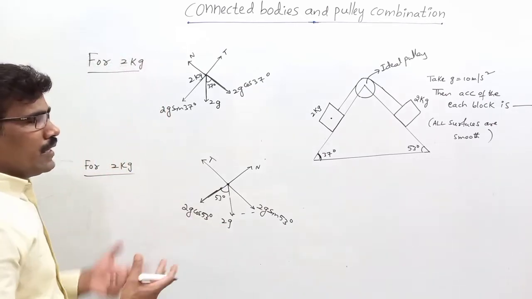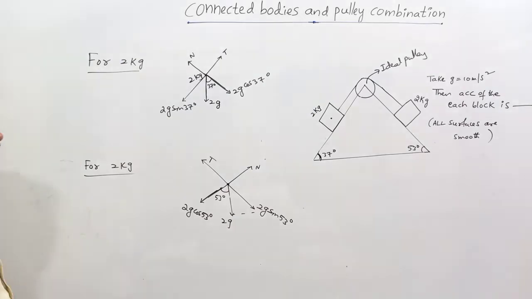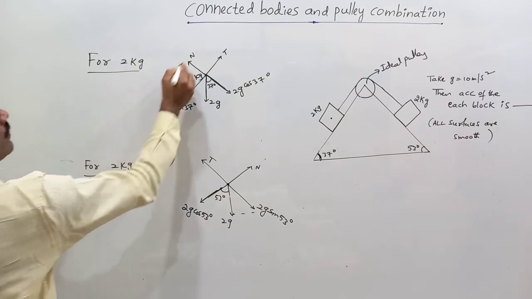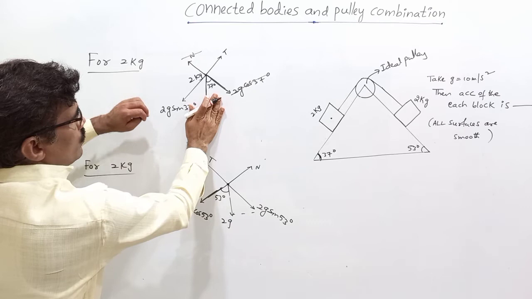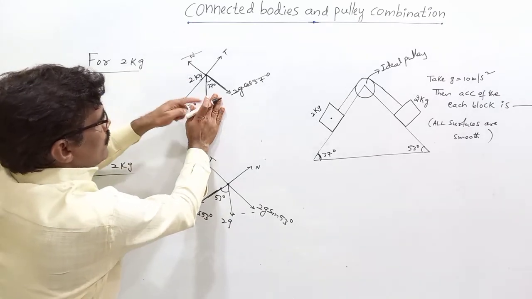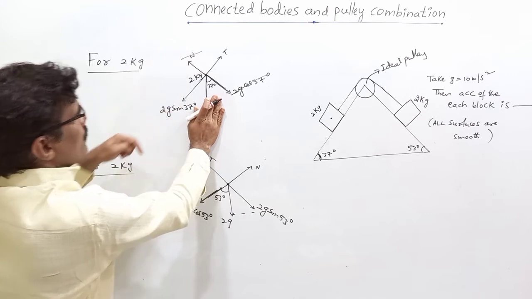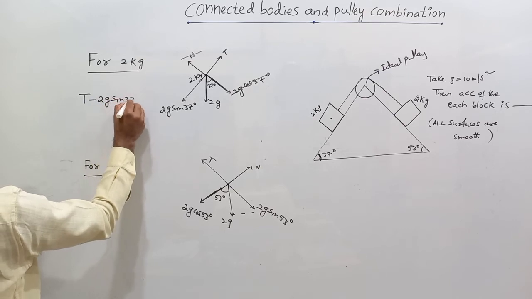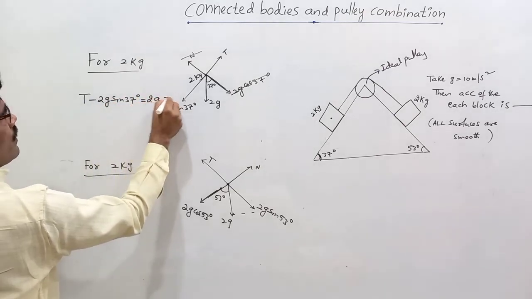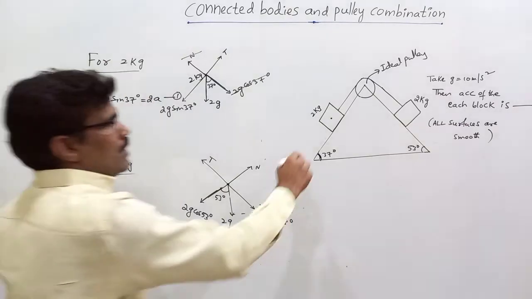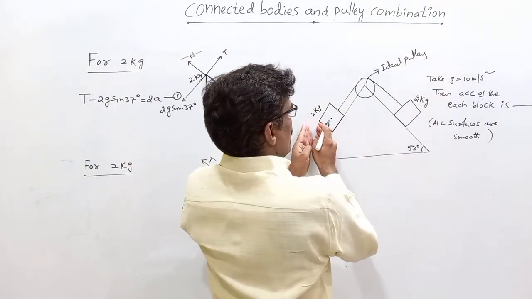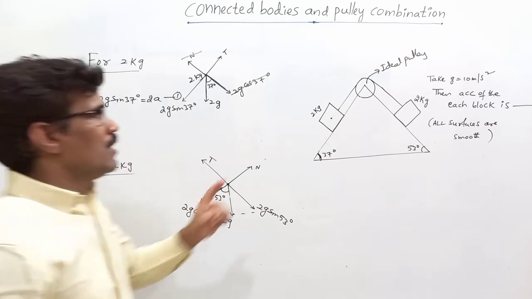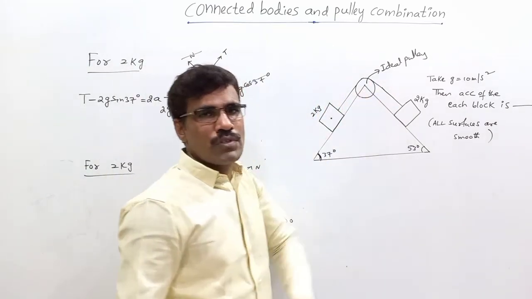Or, sir, what is the net external force acting on the system? That is also another trick to find acceleration. First the free body diagram here. These two cancel. 2g can be resolved this side and this side. These two balance. That's why here T minus 2g sin 37 is equal to 2a, equation 1. It is connected with a string, so the acceleration of this 2 kg block and that 2 kg block will be the same, because it is connected with an inextensible string.